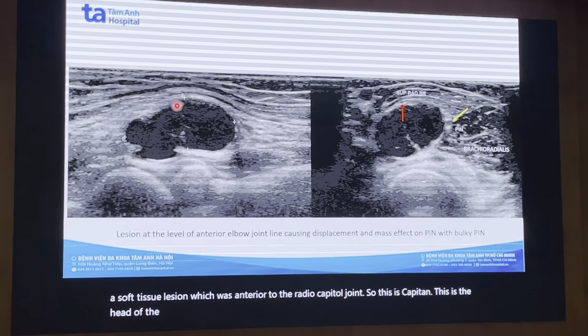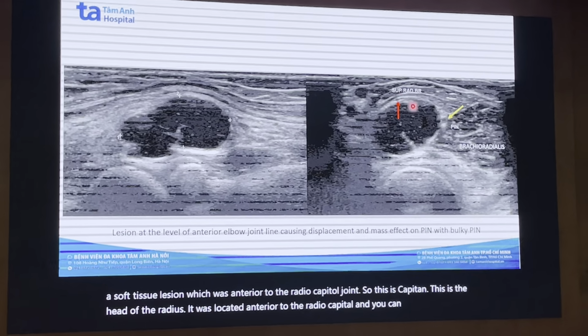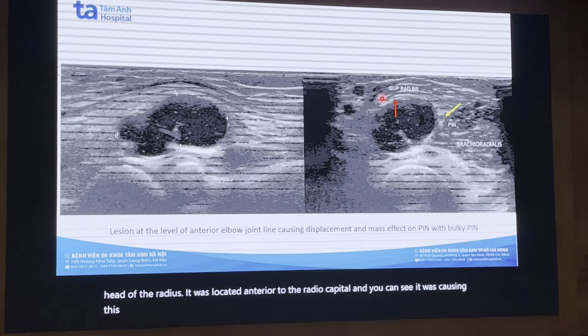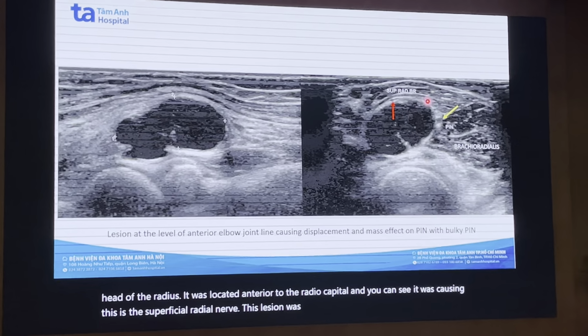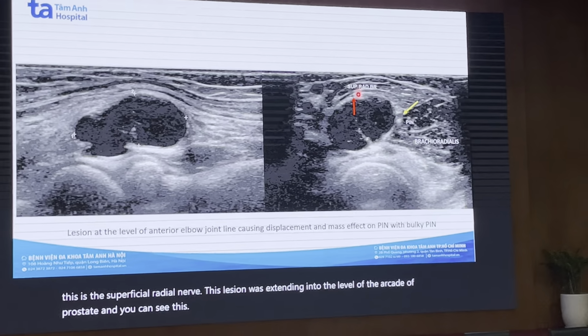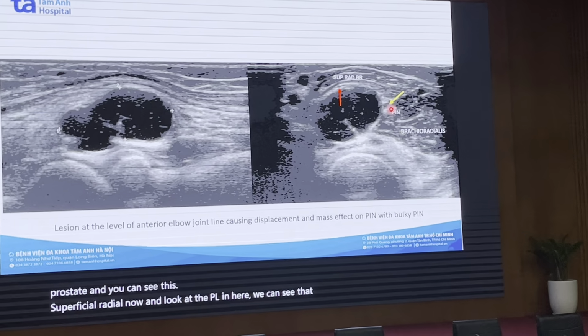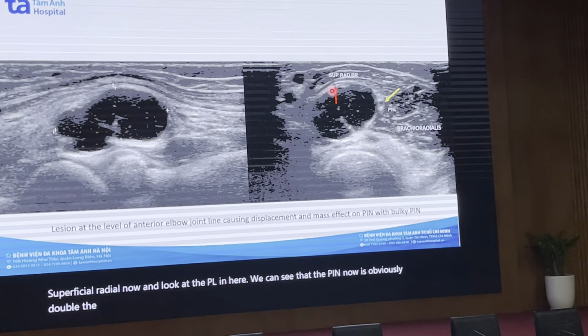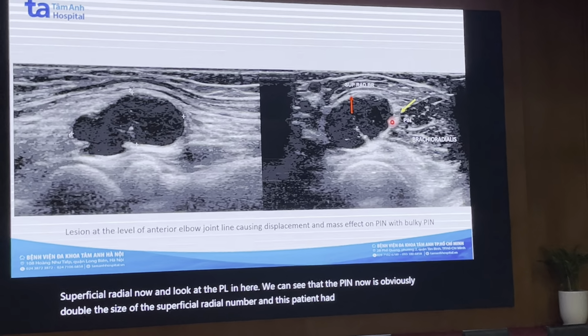It was located anterior to the radiocapitellar joint, and you can see this is the superficial radial nerve. This lesion was extending into the level of the arcade of Frohse, and you can see this is the superficial radial nerve, and look at the PIN nerve. You can see that the PIN nerve is obviously double the size of the superficial radial nerve, and this patient had symptoms of PIN syndrome.